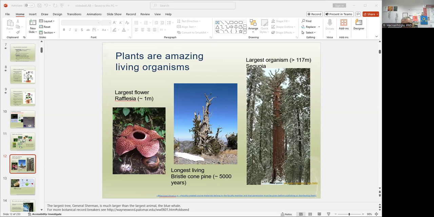It's about 4,800 years old, and it's in California, eastern mountains of California. Also, we see here on the right side one of the tallest plants, which is a sequoia, which is about 117 meters tall.